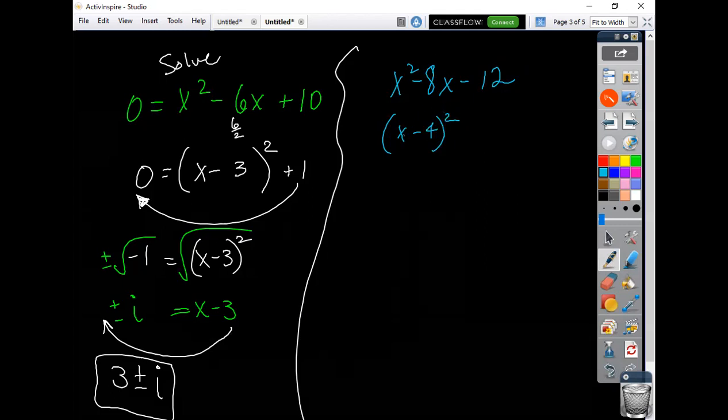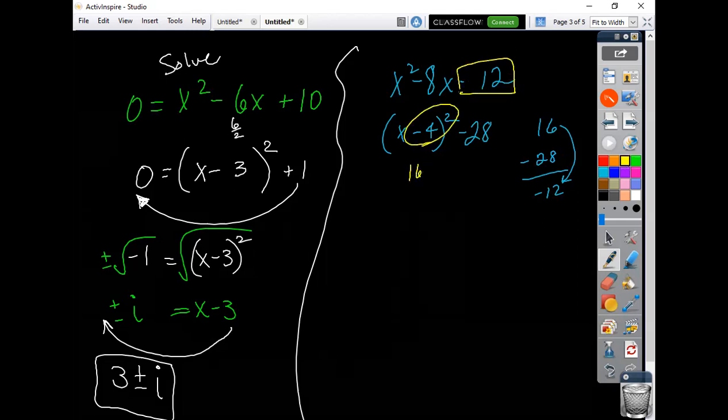Now I have 16 positives. I'm supposed to have negative 12. I have 16, I'm supposed to have negative 12. So what do I have to do to 16 to turn it into this negative 12? How about subtract 28? If I have 16 and I take away 28, would that get me back to my negative 12 I'm supposed to have? Negative 4 squared, right here, that's 16.